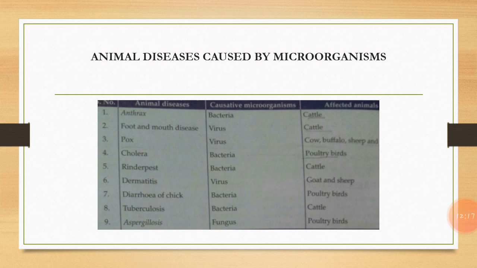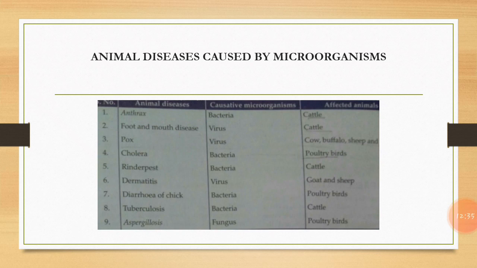Rinderpest, dermatitis, diarrhea of chick, tuberculosis, aspergillosis. So these are certain types of diseases that are caused by microorganisms in animals. So this is about the diseases that are caused by microorganisms in animals.